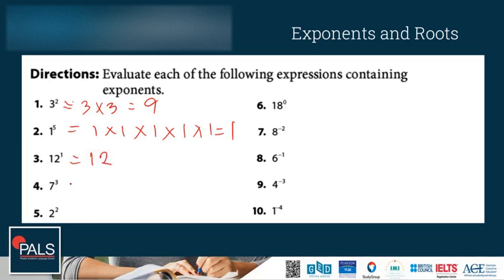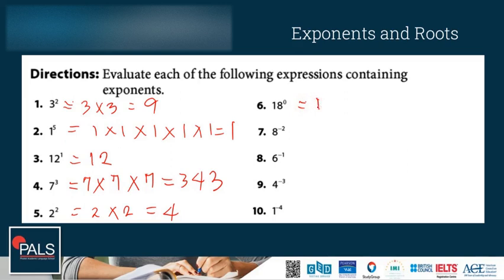7 to the third power, or 7 cubed, is equal to 7 times 7 times 7, which is equal to 343. 2 squared is 2 times 2, which is equal to 4. Any number with a 0 exponent is 1.